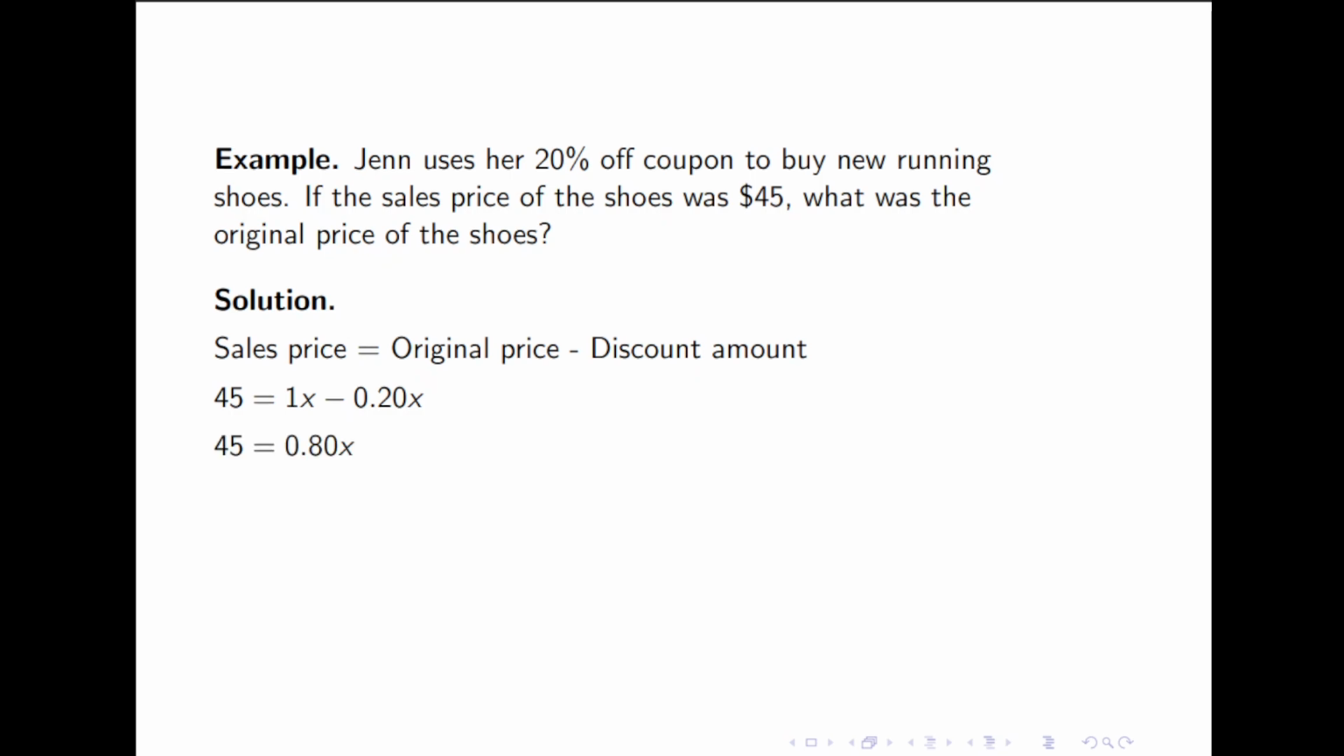Combining like terms on the right side, we have 45 equals 0.80 times x. Dividing both sides by 0.80, we have 45 divided by 0.80 equals x. Simplifying the left side, we have 56.25 equals x. So the original price of the shoes was $56.25.